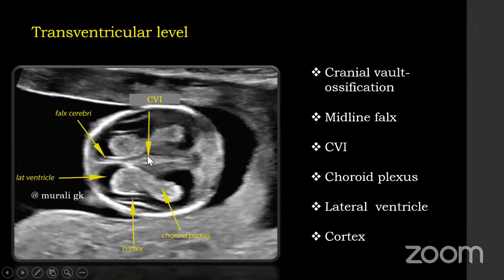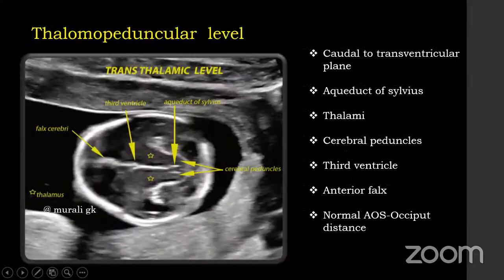Now from ventricular plane, as we go down, we go to the thalamopeduncular or the thalamic plane. This is similar to what we see in the second trimester, just caudal to the deep transventricular plane. Anteriorly, I'm seeing the continuous falx cerebri, which has a slight interruption. That is the third ventricle. I go posteriorly. I'm at the level of the cerebral peduncles. I'm seeing the thalami. Posterior to thalami are the cerebral peduncles. Then I'm seeing the aqueduct of Sylvius. So this aqueduct of Sylvius to the occipital bone is another important landmark to evaluate neural tube defects. Needless to say, you're also seeing the intact ossified skull.